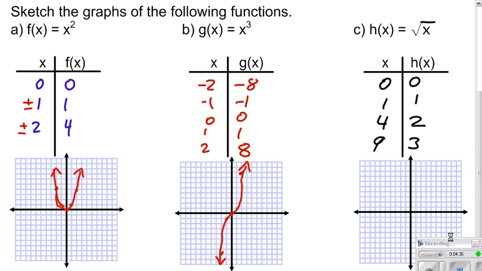Plot those points. 0, 0, 1, 1, 4, 2, and 9, 3. Since we can't go into the negatives, we're not going to draw the graph at all on the negative side of x, so just on the right side of the y-axis. And it should be a curve that goes through those points.